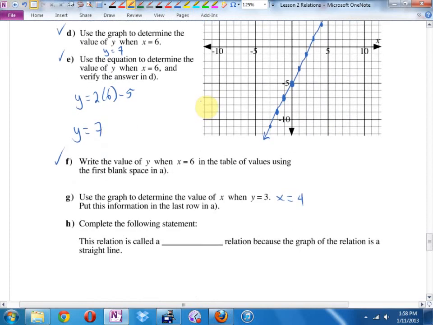So complete the following statement. This relation is called a blank relation because the graph of the relation is a straight line. So here's one of your words for the day. We call this a linear. If something is a straight line, we say it's linear, which is, I think, fairly easy to remember now that you've seen the word.